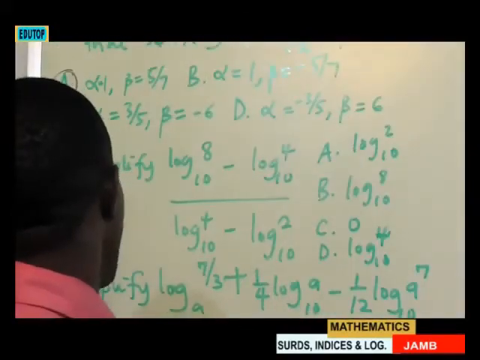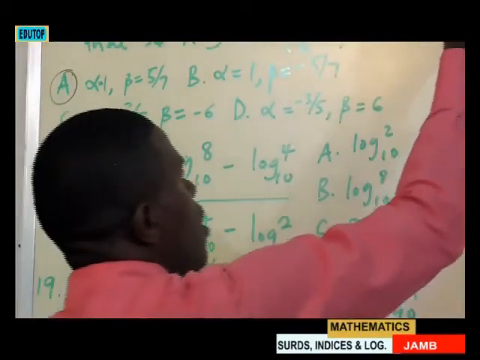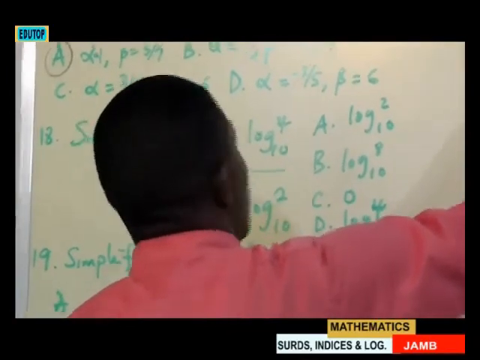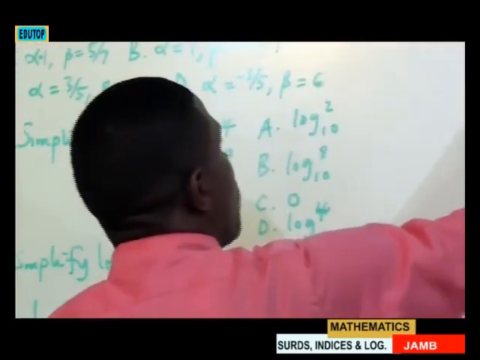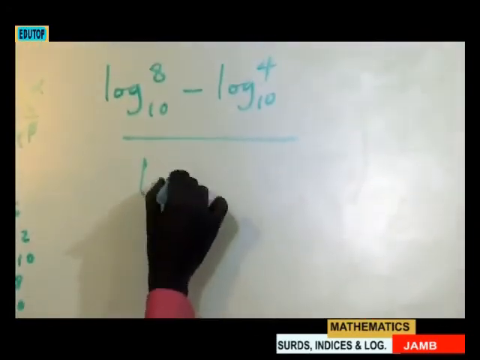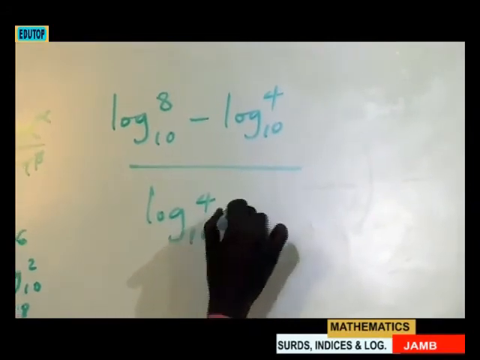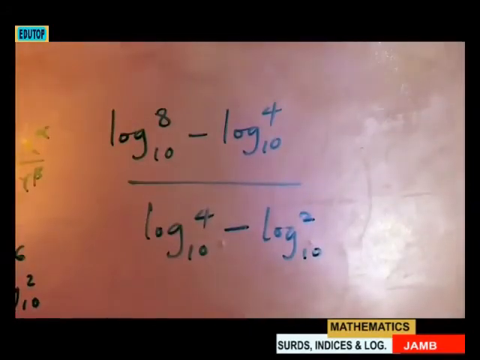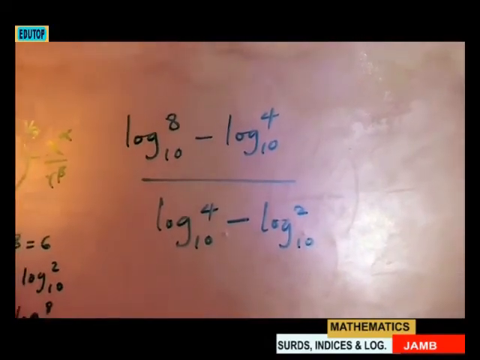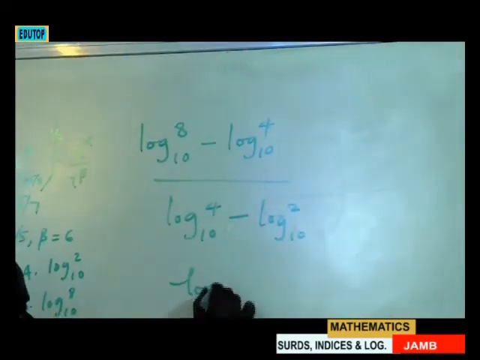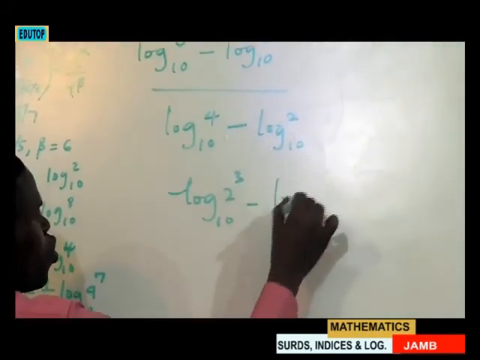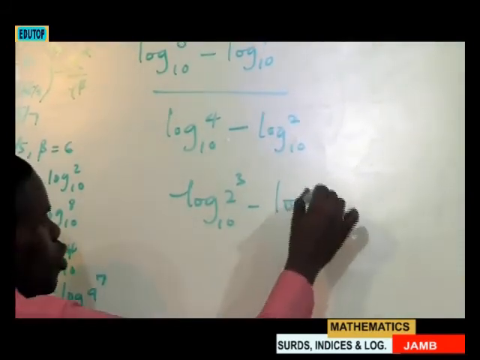Question number 18. That one says log 8 to base 10 minus log 4 to base 10, divided by log 4 to base 10 minus log 2 to base 10. I want to simplify this. 8 is 2 times 2 times 2, three places, so I can say log 2 raised to the power 3 to base 10. 8 minus 4 is 2 times 2, that's 2 raised to the power 2.